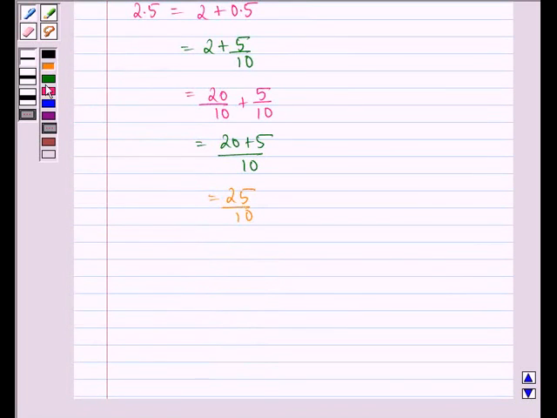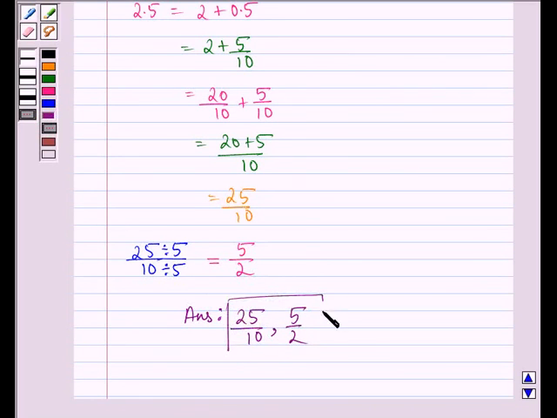Now to reduce it to the smallest form, we divide the numerator and denominator by 5 and we get 5 by 2. So our answer to B part of this question is 25 by 10 and 5 by 2. This is our answer to the B part.